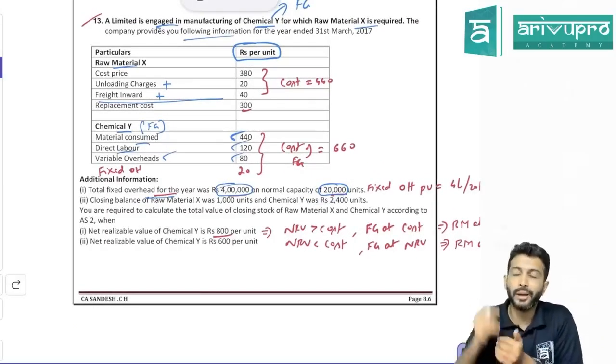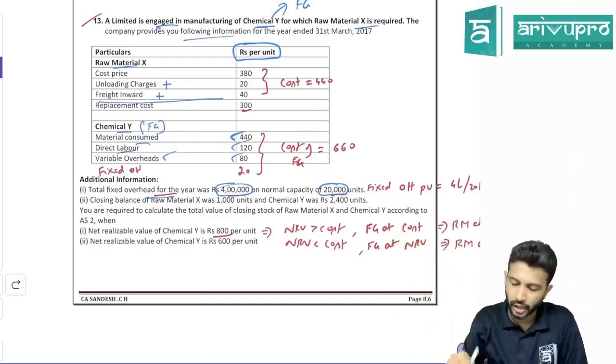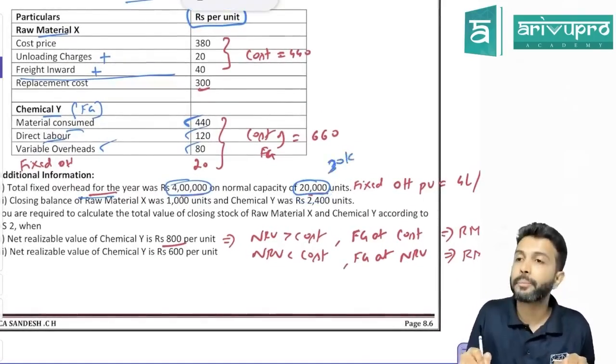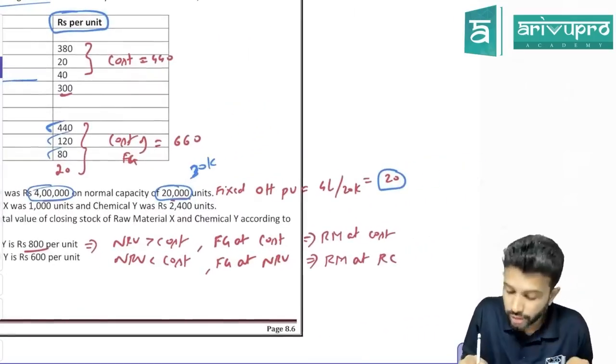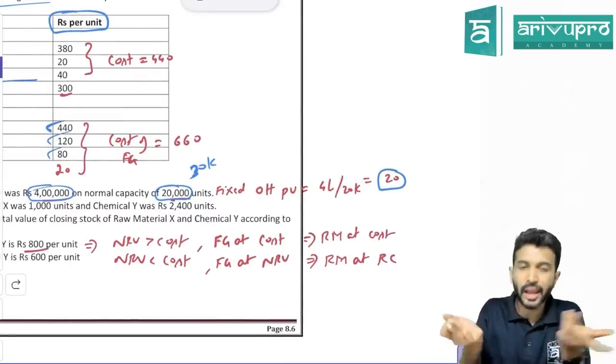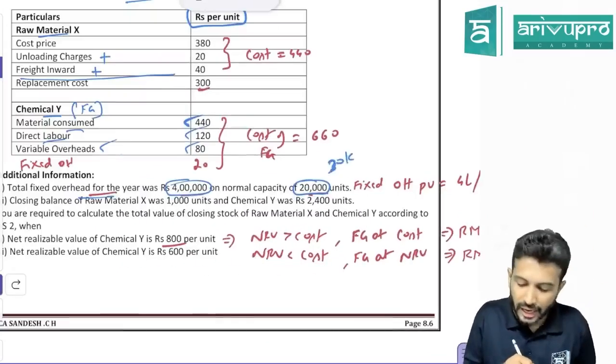So keep in mind, don't directly take normal capacity. Fixed overhead should be absorbed by normal or actual, whichever is higher. We have done one problem also on this in regular class. So here they have not given actual. Suppose actual was 30,000. What you would have done? Actual was 30,000. In the denominator, you will not take 20. You will take 30 and do it. In this way, actual capacity is not given. Hence, we are dividing it by the normal capacity, in absence of information.